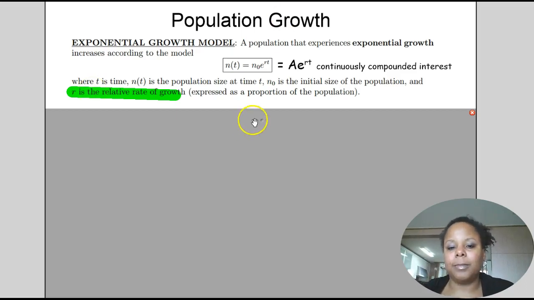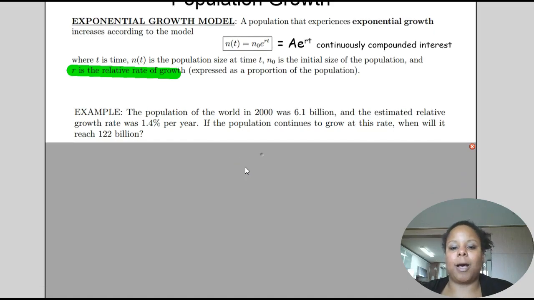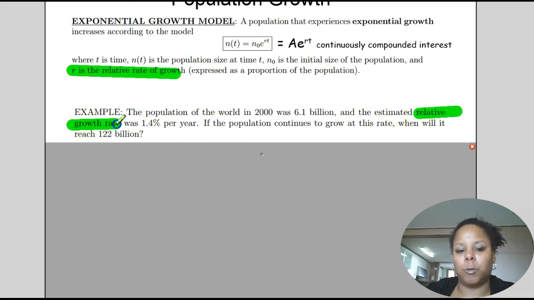Okay? So let's take a look at an example and see how we would apply it. The population of the world in 2000 was 6.1 billion. The estimated relative growth rate, there is that relative growth rate, was 1.4% per year. If the population continues to grow at this rate, when will it reach 122 billion?